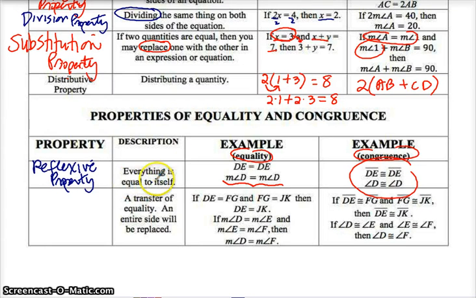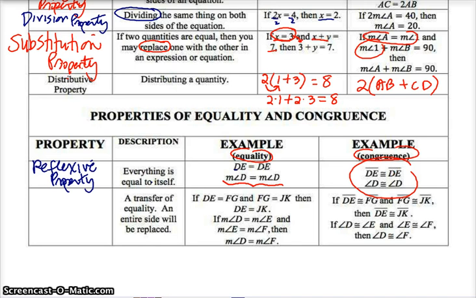Everything is equal to itself, right? DE equals DE. Yes, that's true. The measure of angle D equals the measure of angle D. Yes, that's true. Segment DE is congruent to segment DE, or angle D is congruent to angle D. Yes, that's called the reflexive property.